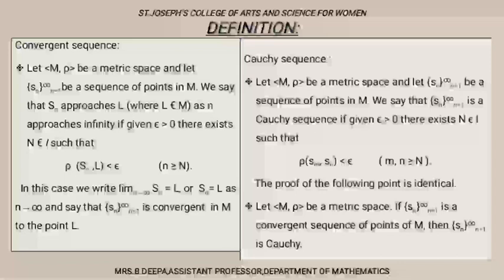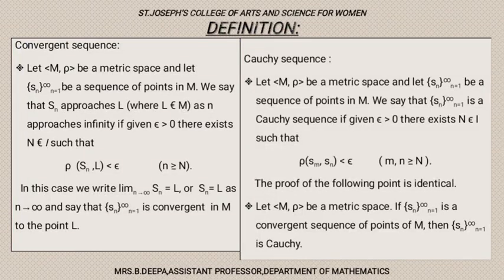Let M comma rho be a metric space and let Sn be a sequence of points in M. We say that Sn approaches L as n approaches infinity, if given epsilon greater than 0, there exists n belongs to I such that rho of Sn comma L is less than epsilon. In this case, we write limit n tends to infinity Sn equal to L, or Sn approaches L as n tends to infinity. That is, Sn, n equal to 1 to infinity, is convergent in M to the point L.